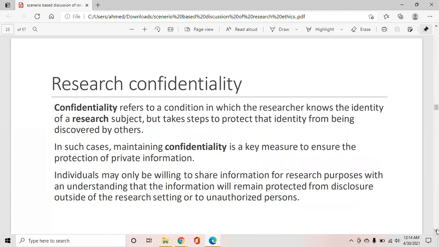Confidentiality. Research confidentiality refers to a condition in which the researcher knows the identity of the research subject but takes steps to protect that identity from being discovered by others. In such cases, maintaining confidentiality is a key measure to ensure the protection of private information. Individuals may only be willing to share information for research purposes with an understanding that the information will remain protected from disclosure outside of the research setting or to unauthorized persons.